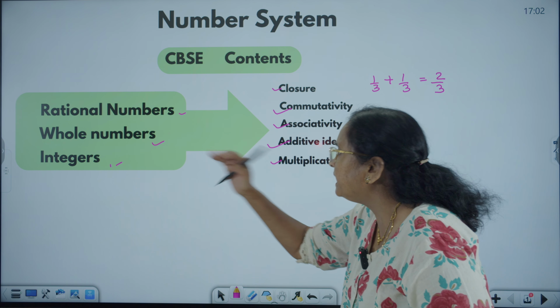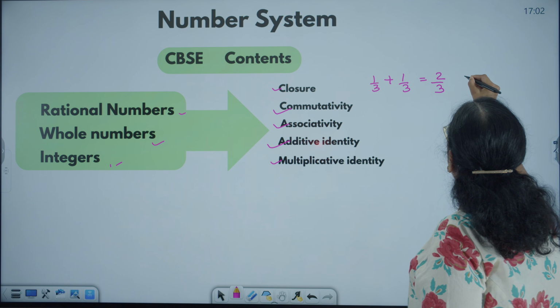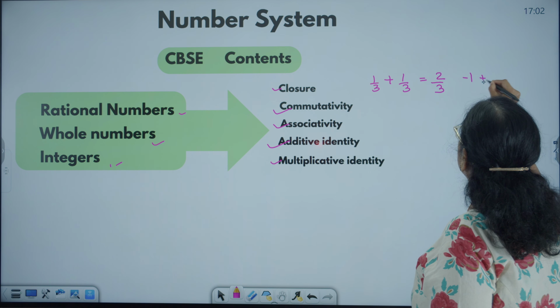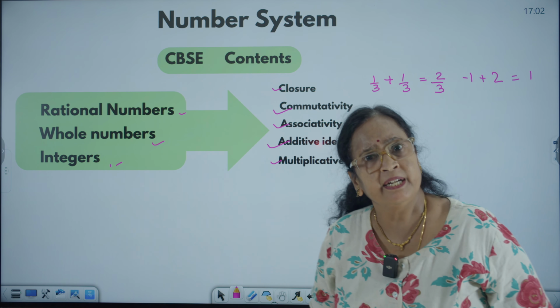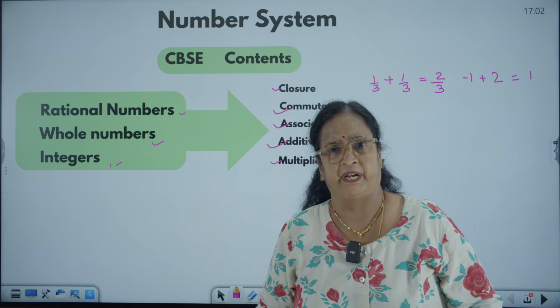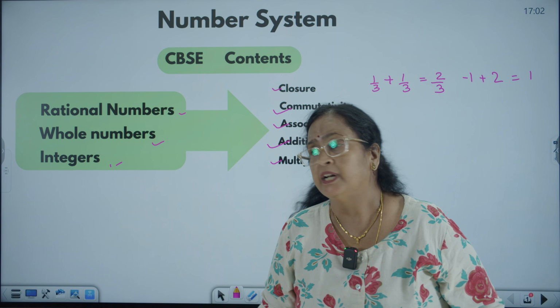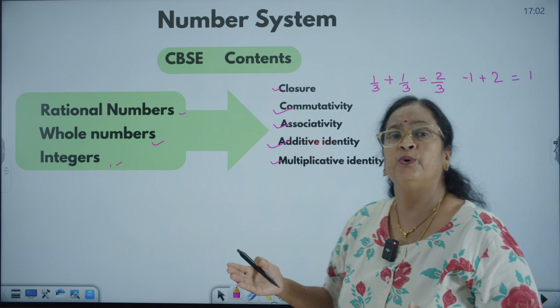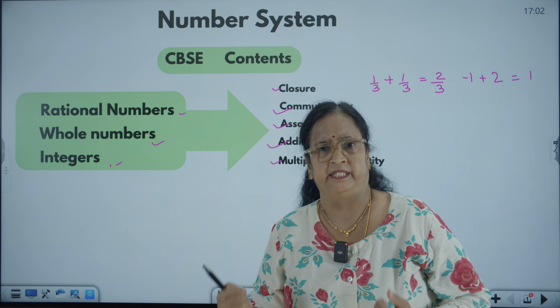Alright. Now, integers. If you add 2 integers, like I add -1 plus 2, I get 1, which is also an integer. Similarly, for addition, subtraction and multiplication. The same rule goes for integers too. Now, in integers, if you add, subtract, multiply, you will get back the integers.